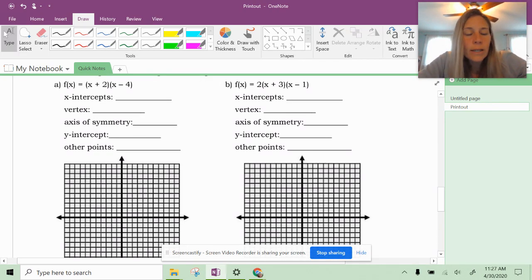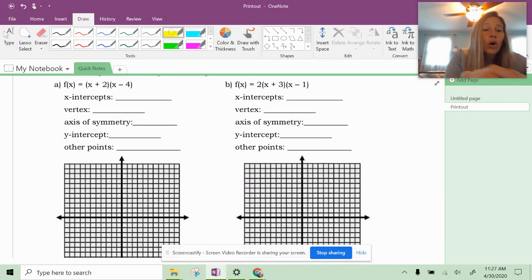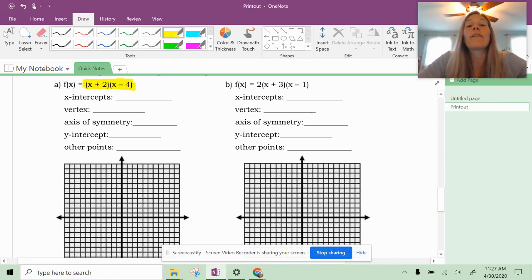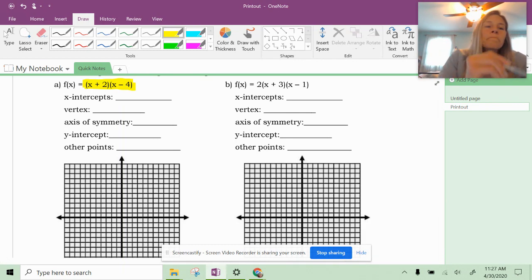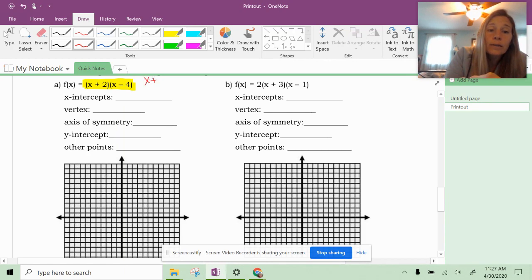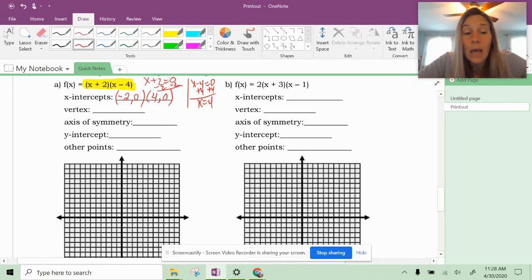Okay, so let's take a look at example A. Again, it's already in factored form, which is known as the intercept method, because when you have the factors, you know what the x-intercepts are. For this one, you can solve each of these, set them equal to 0, and get the x's. So the x-intercept in this one is negative 2, so it's negative 2, 0. And then the other one, when you set it equal to 0 and use the zero product property, is going to be x equals 4. So that's 4, 0. Those are your 2 intercepts.